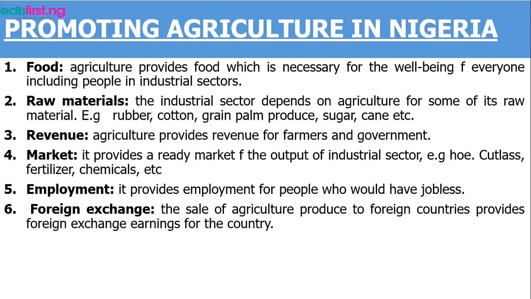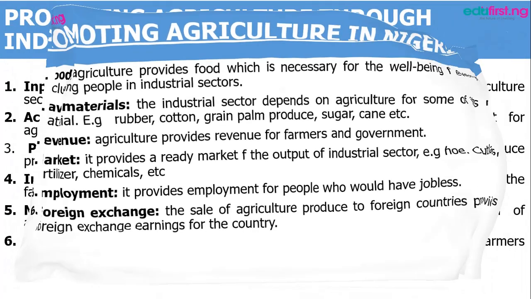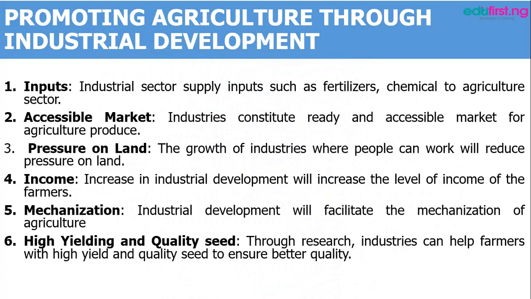Now, promoting agriculture through industrial development. How can we promote agriculture through industrial development? Inputs. The industrial sector can supply inputs such as fertilizers, chemicals, etc. to the agricultural sector. Accessible markets. Industries constitute ready and accessible markets for agricultural produce. Pressure on land. The growth of industries where people can work will reduce pressure on land. Income. Increase in industrial development will increase the income of the farmers.